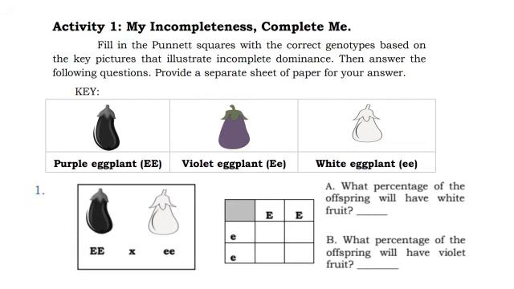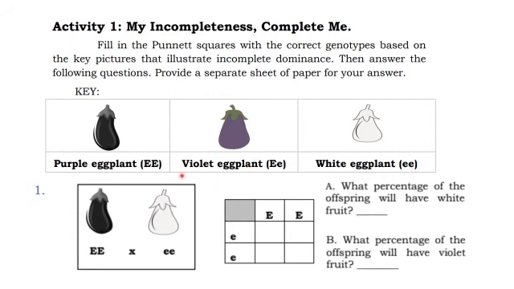In these key pictures, the purple eggplant has a genotype of big E and big E. Therefore, the purple eggplant is considered a dominant trait because its genotype is in big letters. There is also a white eggplant. The white color is the recessive trait because its genotype is in small letters.